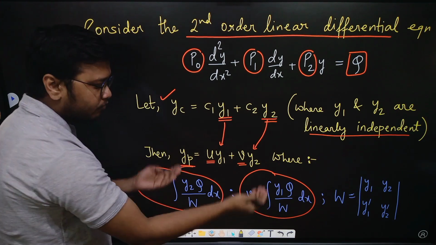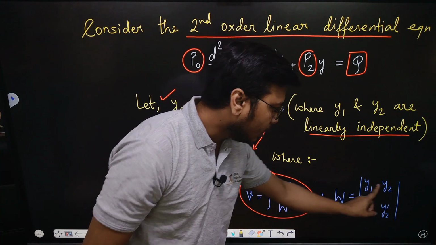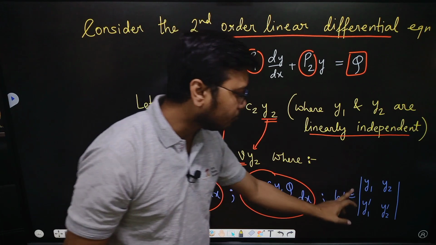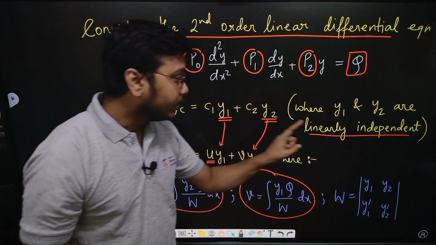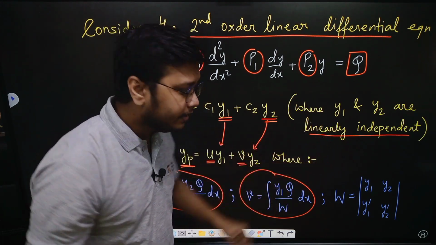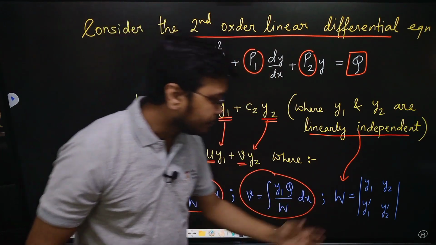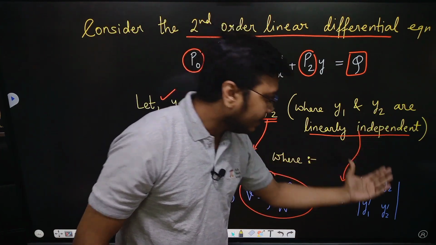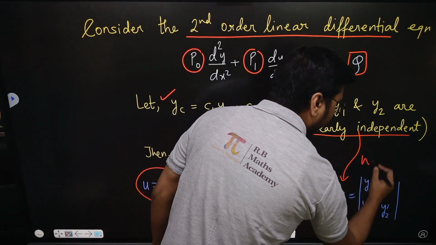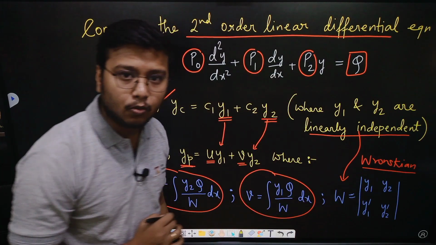Once we get the u and v values, we plug them into the particular integral. And w is the determinant with rows y1, y2 and y1 dash, y2 dash, where the dash represents the derivatives of y1 and y2. Now what was the requirement for y1 and y2 to be linearly independent? If they were not linearly independent, then this determinant would have become 0. If y1 and y2 are independent, this determinant is definitely non-zero. This determinant is called the Wronskian of y1 and y2.